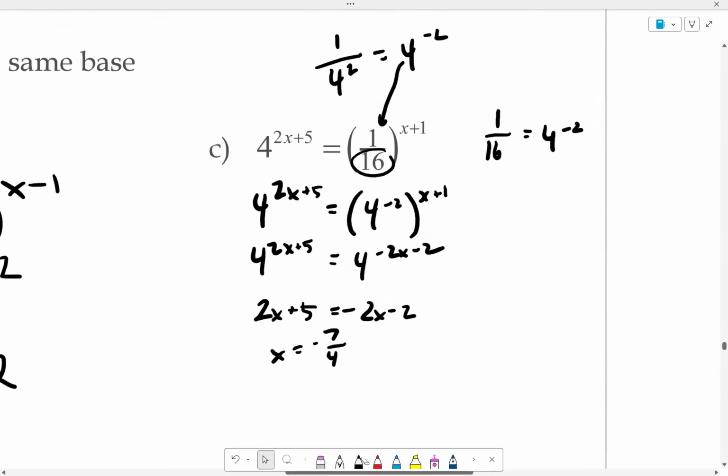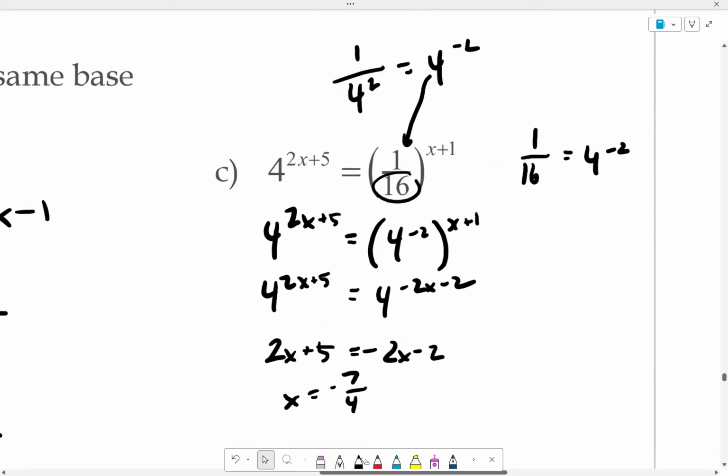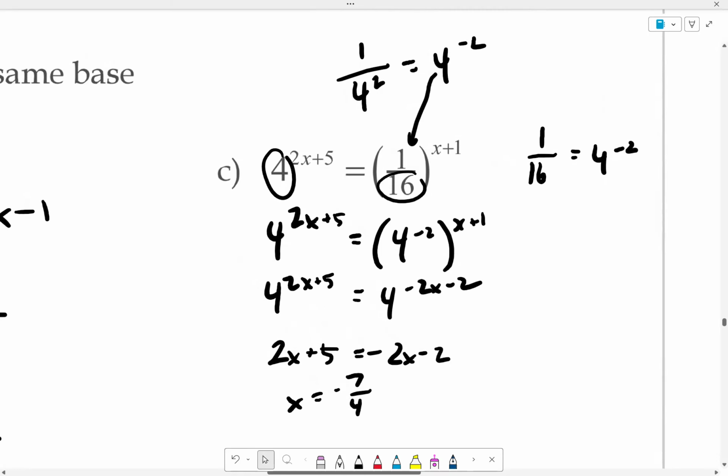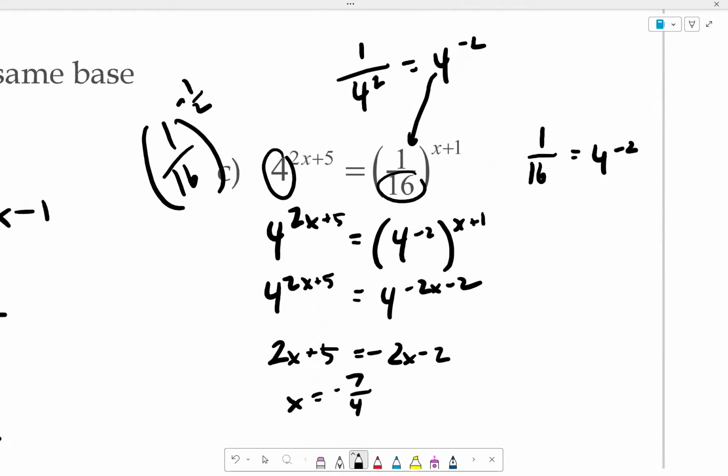Any questions? Now, if you really wanted to, you could rewrite this as 1/16 to the something. But that's kind of too hard, isn't it? The answer there is actually 1/16 to the negative 1/2. If you replace this side with 1/16 to the negative 1/2, it would have worked. But too hard, right? Too much thinking.